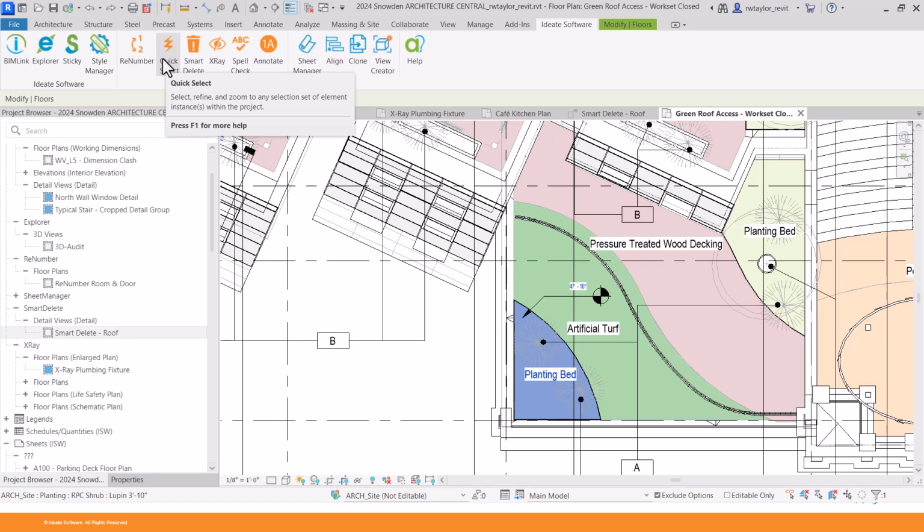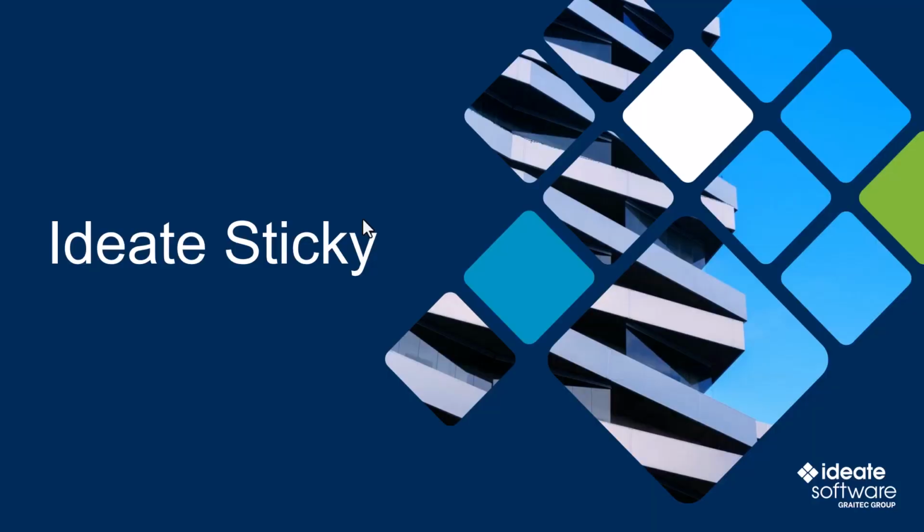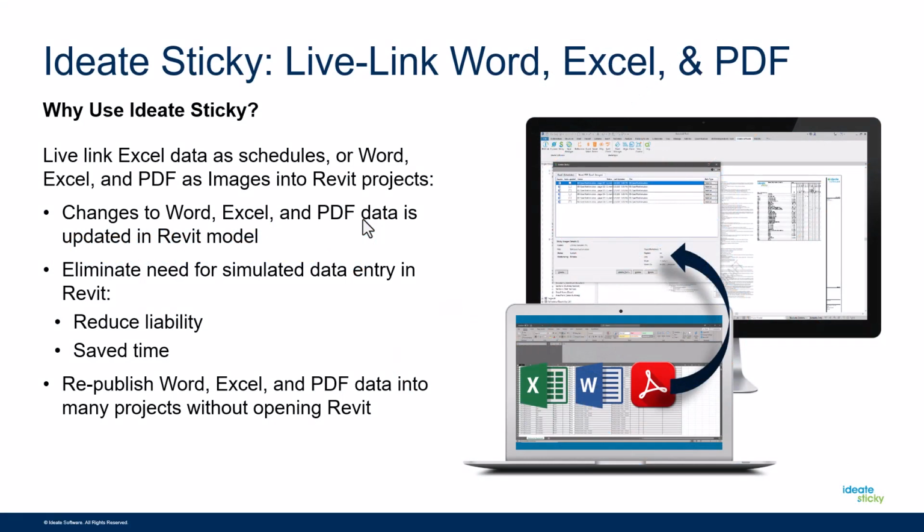All right, let's go back to the presentation and talk about our next productivity tool, which is called Ideate Sticky. Ideate Sticky allows you to live link Excel, Word, and PDF information into your Revit project and keep that up to date. That's important because you have a lot of this non-BIM data in code specifications or general notes that needs to be live, and that information needs to be incorporated into your Revit project.